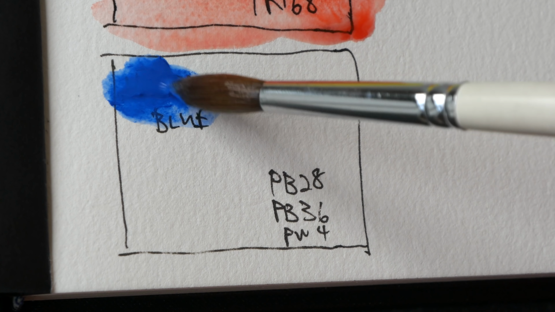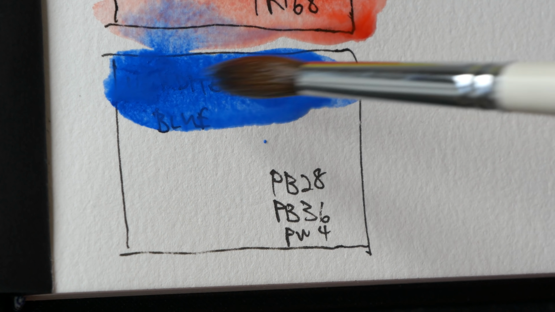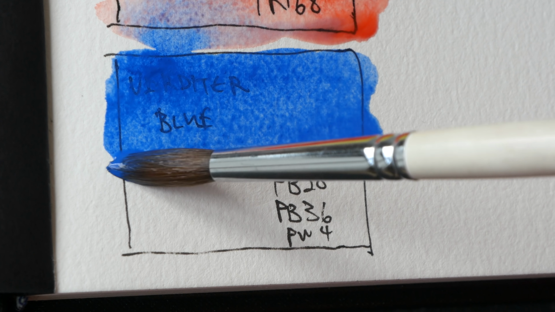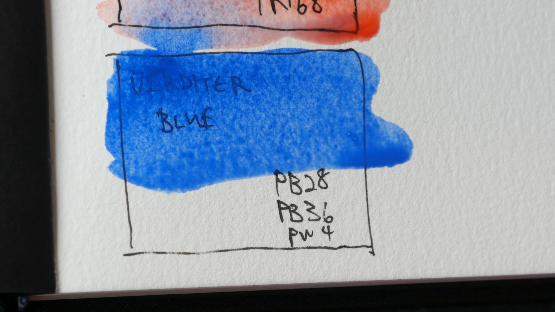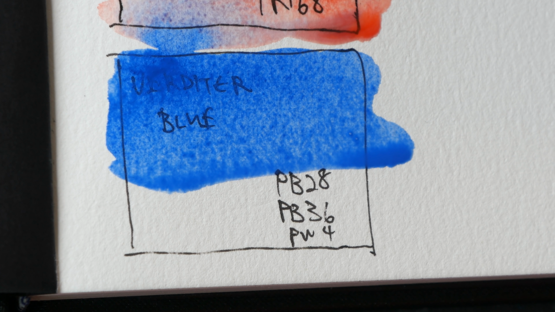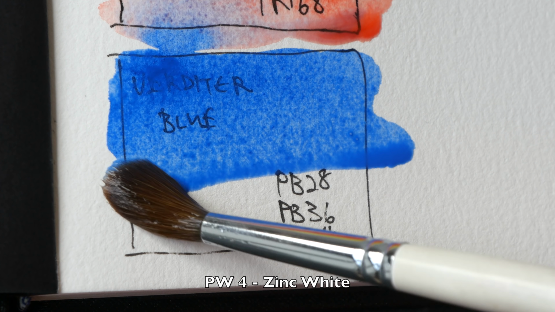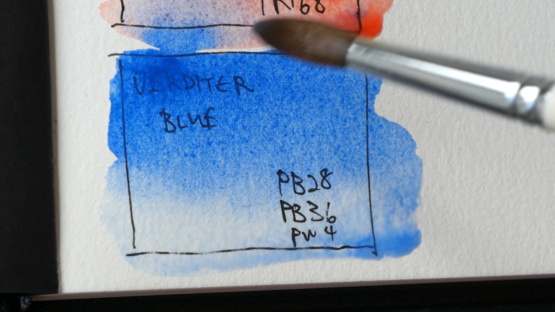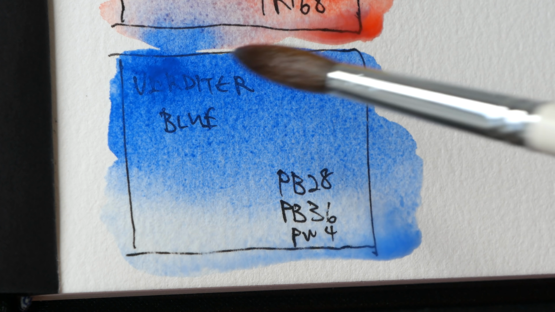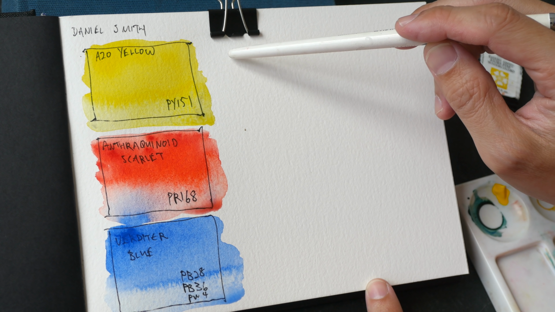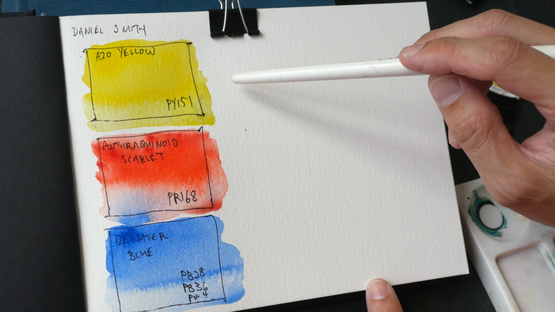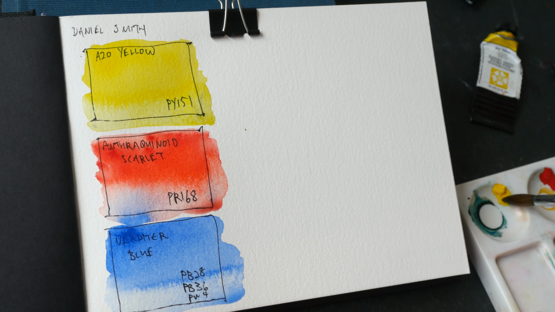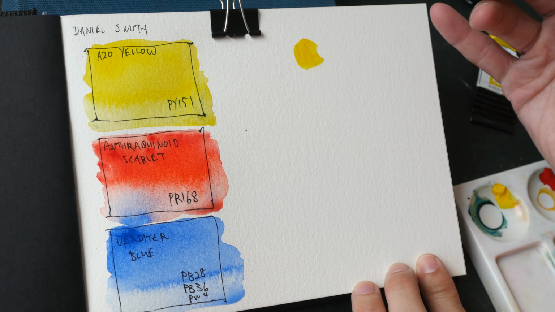The last color here is Verditer Blue. This is a mix of three pigments, PB28, which is cobalt, PB36, which is cerulean blue, and PW4, which is a white. So this color does look very much like cobalt blue. So these two colors are from series 3, which is more expensive. This is series 2.